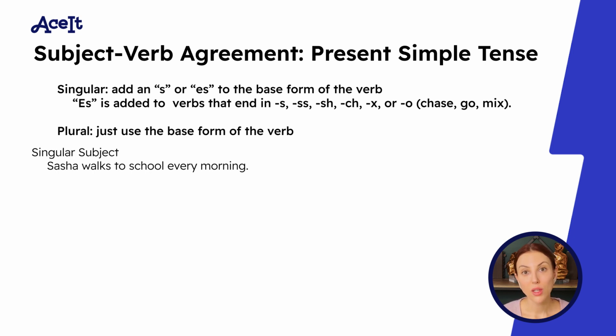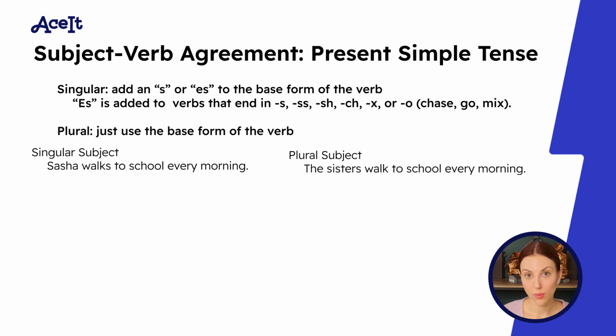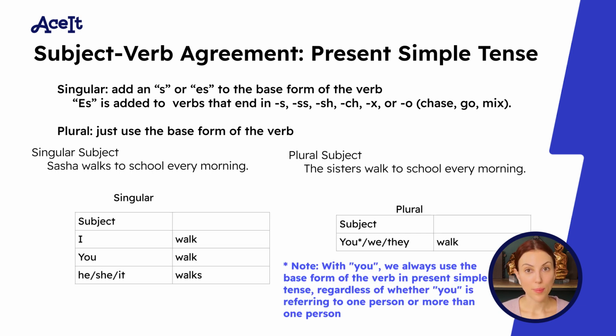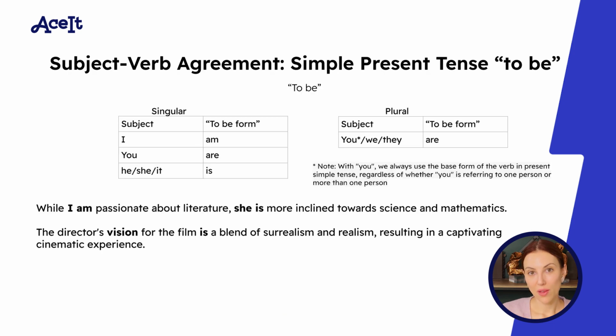We add an s to our base form of the word walk, and we get walks. But the plural is the sisters walk to school. No s. All pronouns use walk, just that base form with no s, except for singular third-person pronouns like he, she, or it. Those add the s to the end of the base form. It's important that you memorize this chart so that you're completely ready if you run into any of these pronouns on test day.